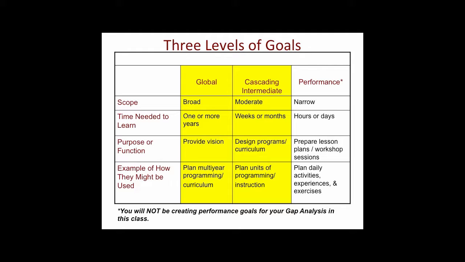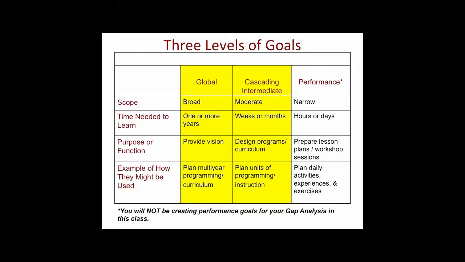So here's a table called the 3 levels of goals that shows you, a little bit more organized, the scope of each goal: global, cascading, performance, and in educational settings, the time needed to learn, and in other settings it might be the time needed to achieve, and then the purpose or function of it, and then an example of how they might be used.